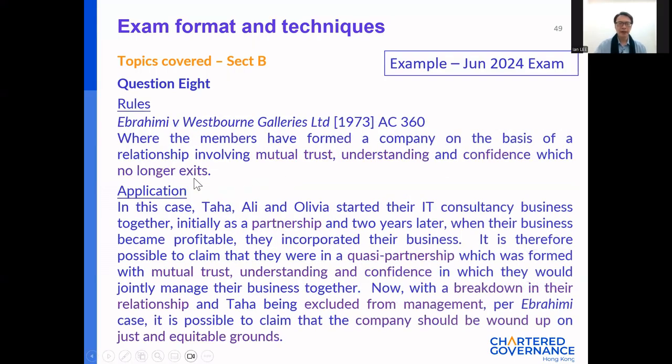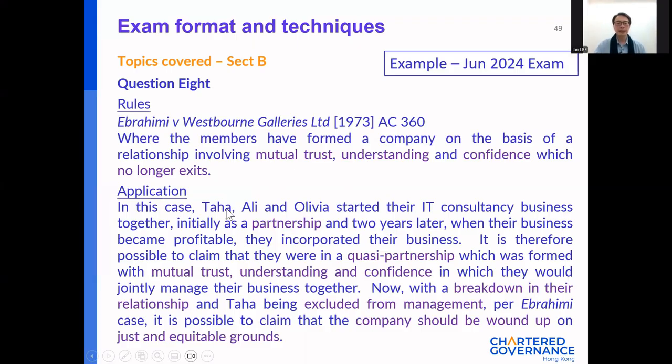So Ebrahimi v Westbourne Galleries is one of the more famous cases for this particular ground, where the members have formed a company on the basis of a relationship involving mutual trust, understanding, and confidence, which no longer exists. Okay, so that will be an example of a situation where the court will consider winding up a company using this ground.